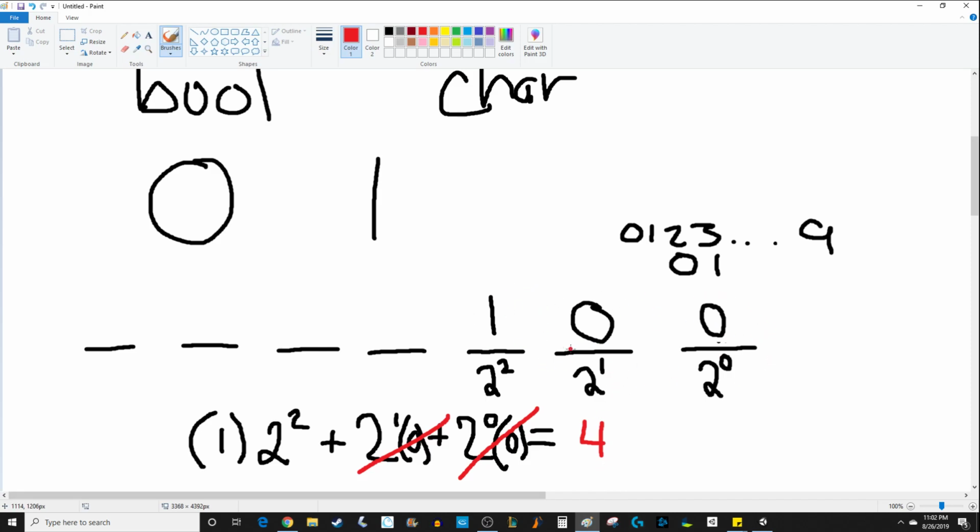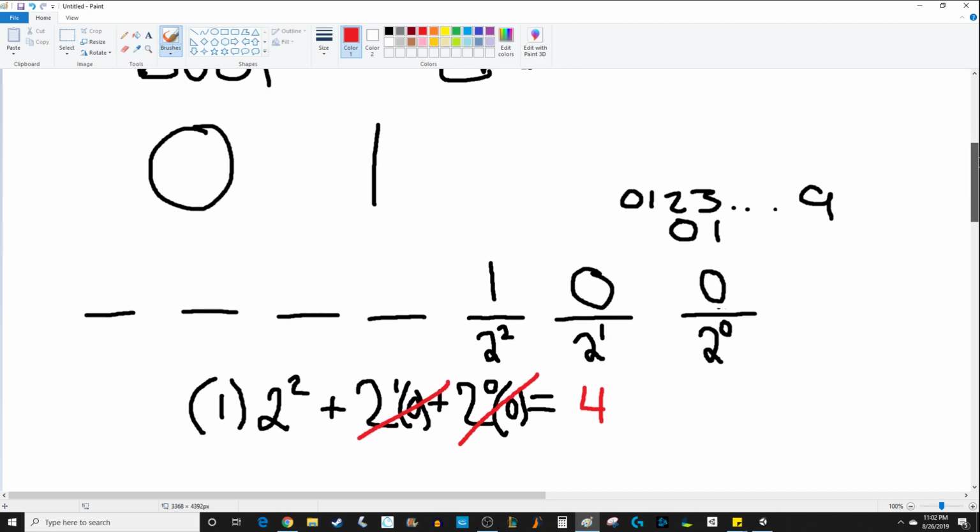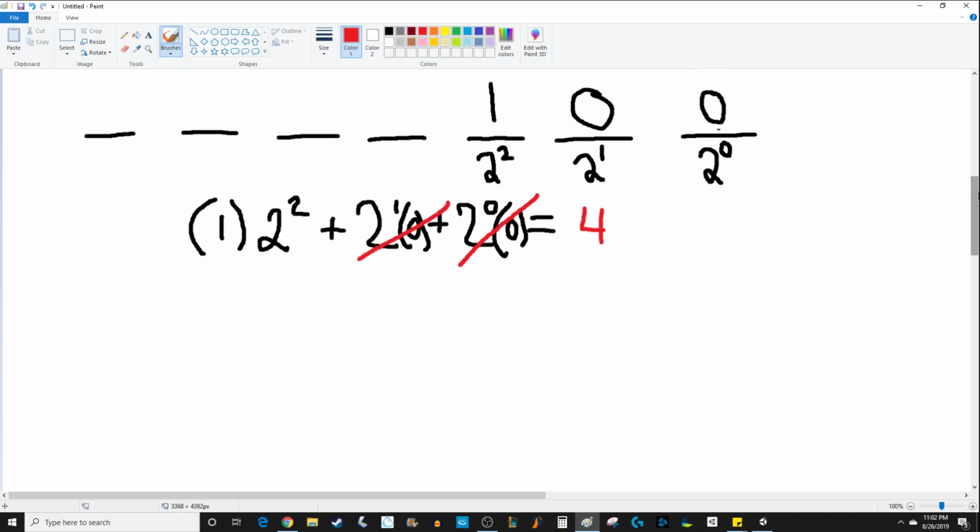Alright, so now that we kind of understand how binary works, let's look at a couple of examples of numbers and what they would look like in binary. We're going to attempt to make the number, you know what, before we even make any numbers, let's just read a couple numbers.